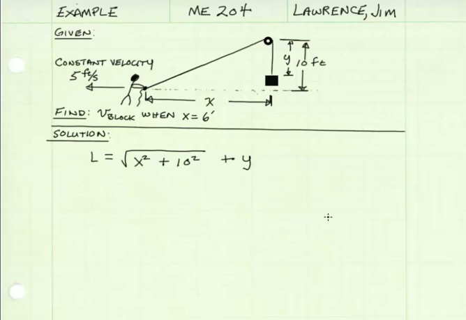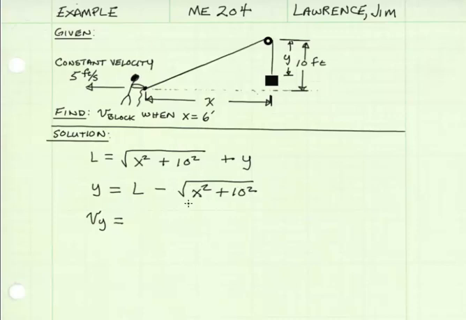We're trying to find out what the velocity is when x equals 6 feet, and so we can solve this equation for y and say that y is equal to L minus the square root of x squared plus 10 squared. If we take the first derivative of that with respect to time, then I get for this portion dy dt, which is simply equal to the velocity in the y direction. L is constant, so the derivative of a constant is 0.